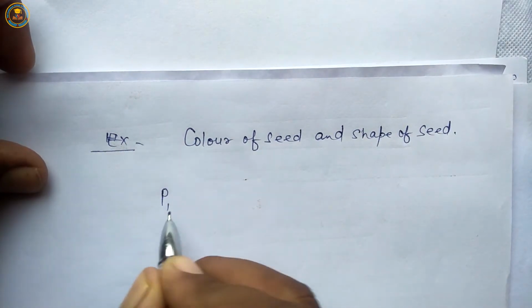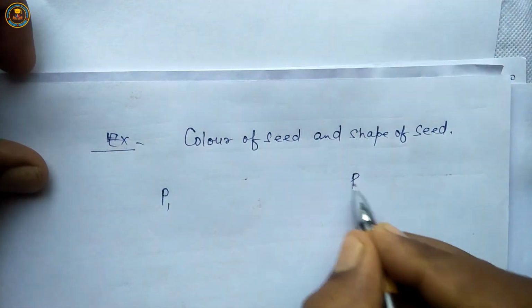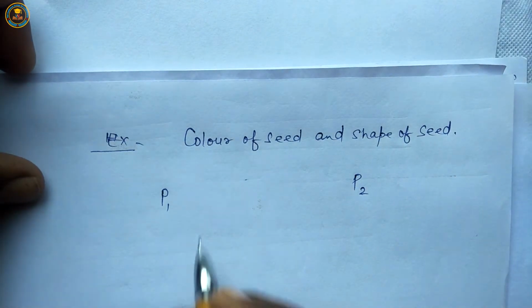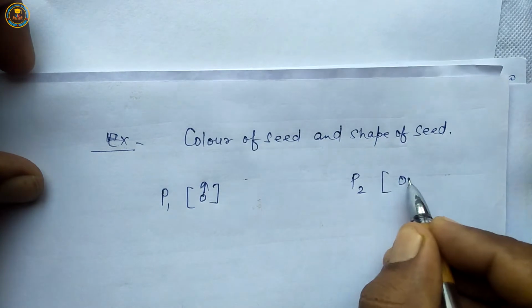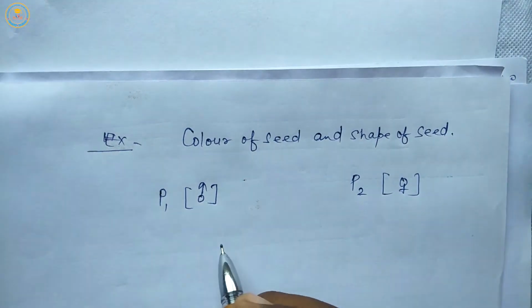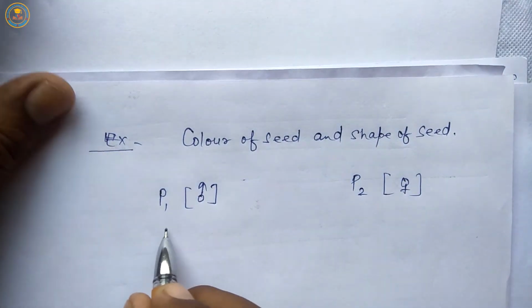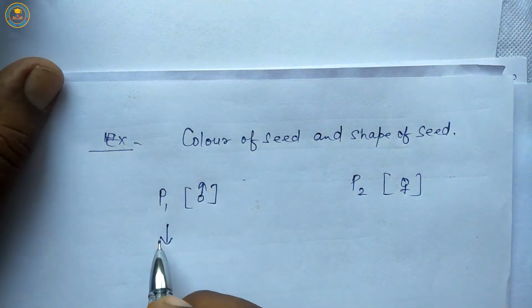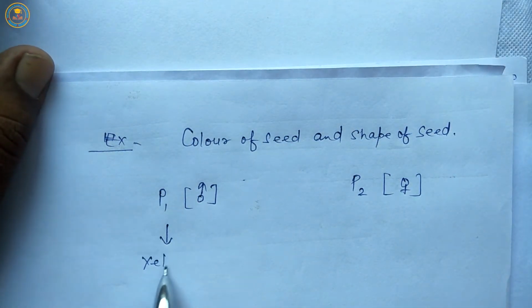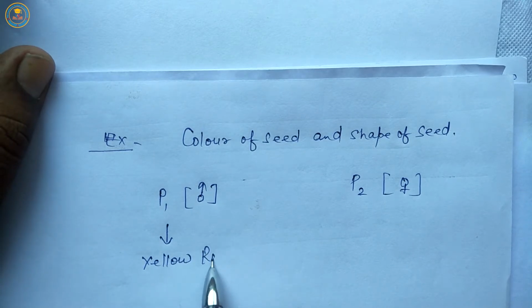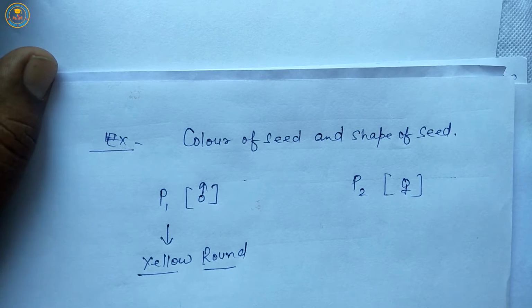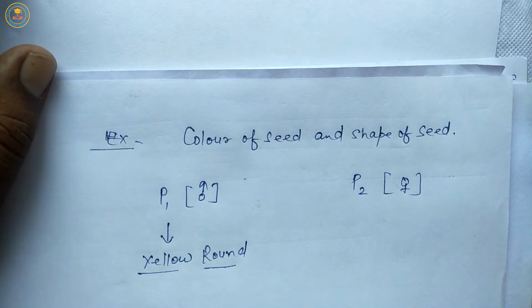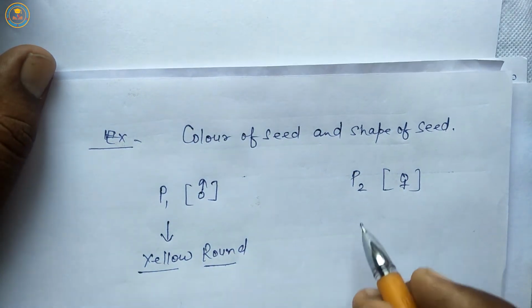Next is P1, it means parent first. Second, P2: if P1 is male, then P2 is female. P1 is a yellow round plant. In this law we take two pairs of contrasting characters.